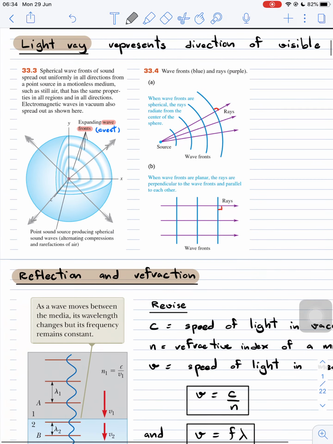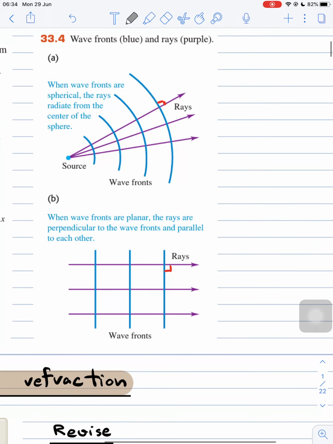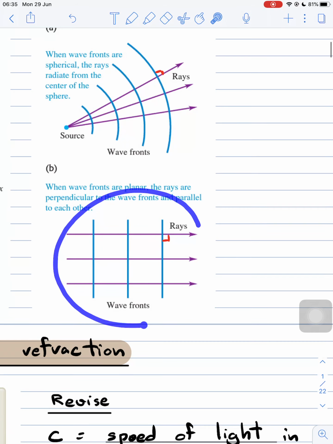If you look at the 2D picture here, it looks something like this. When you have the source here and then you have the wavefront, don't forget that the wavefront is the position of the crest of the wave. Then we can have the light rays represented as arrows coming from the source in the direction of the propagation of the wave. And here is another case.